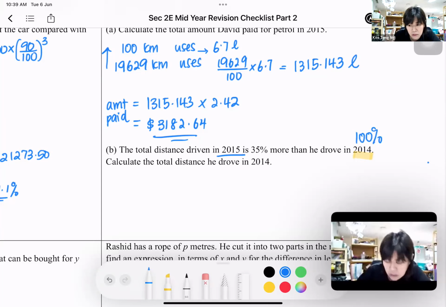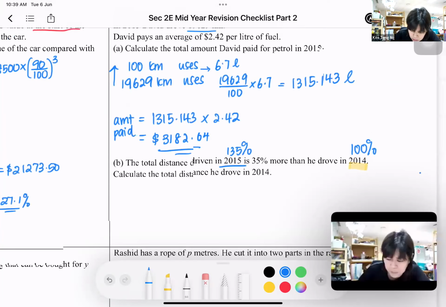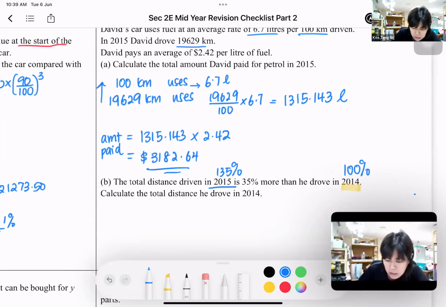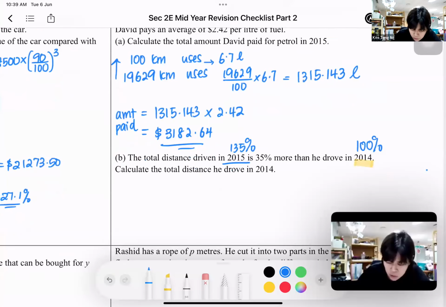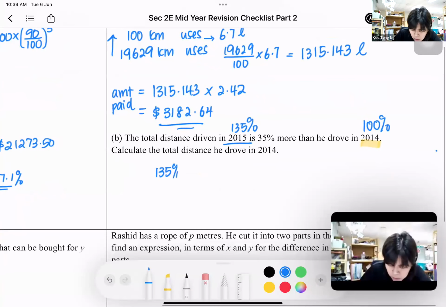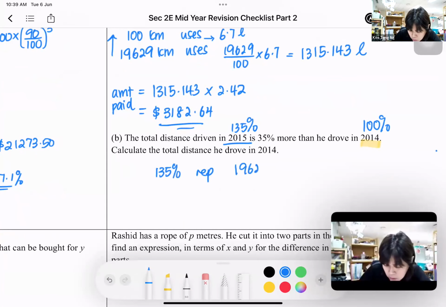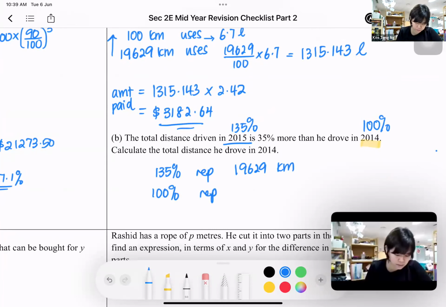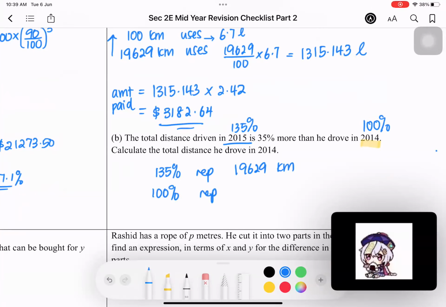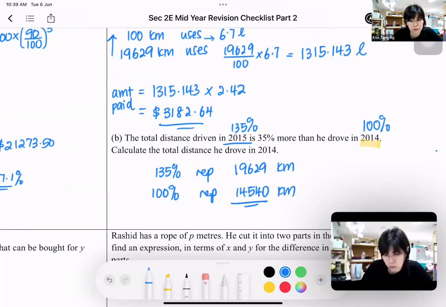This one now is 35% more, so it's 135%. The distance, 19629 kilometers over here. This one is 135%. 135% represents 19629 kilometers. So 100% will give you, anyone got the answer? 14540. Thank you. Okay, no problem. Yeah, I saw them. All right. Okay, yeah, good.